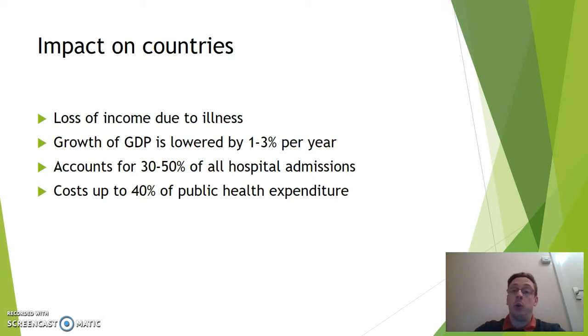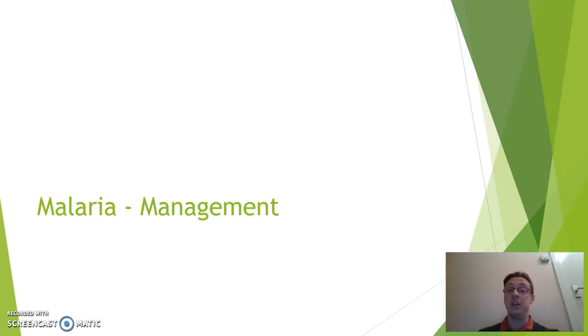GDP gets reduced by 1 to 3% a year. You're talking about up to half of all hospital admissions being related to malaria, and about 40% of all public health expenditure in nations that have malaria is related to malaria. So that is a huge amount that needs to be paid for. And it's money that could be spent on other things or could be deployed in other areas to help drive development in these nations.